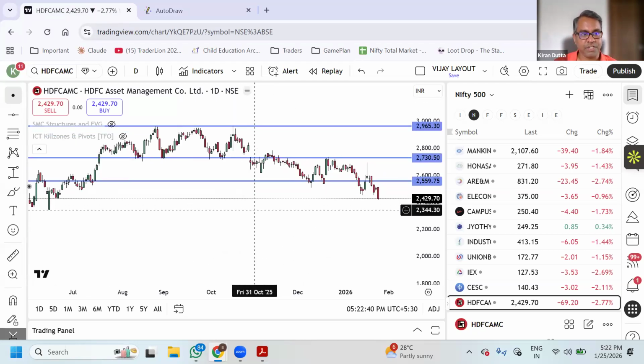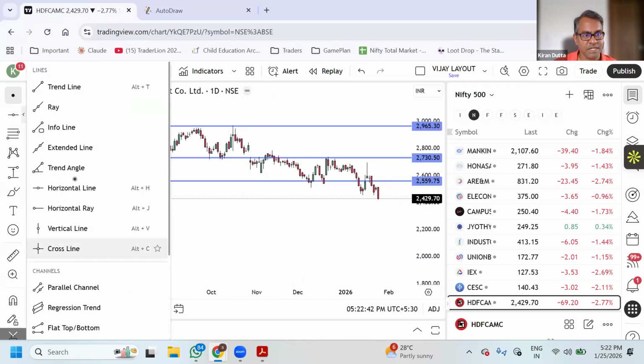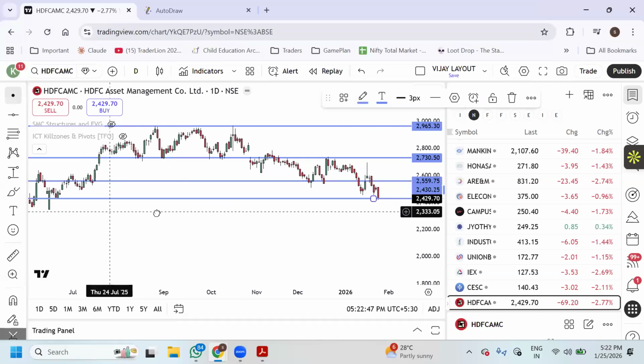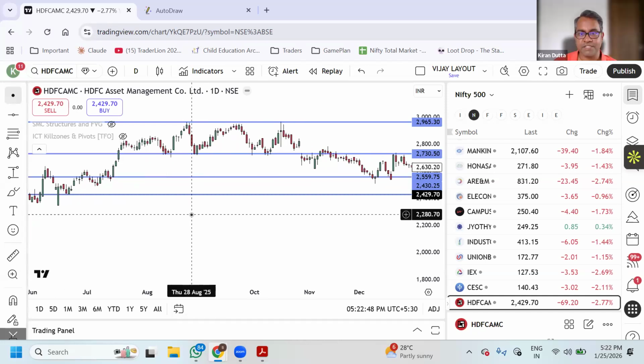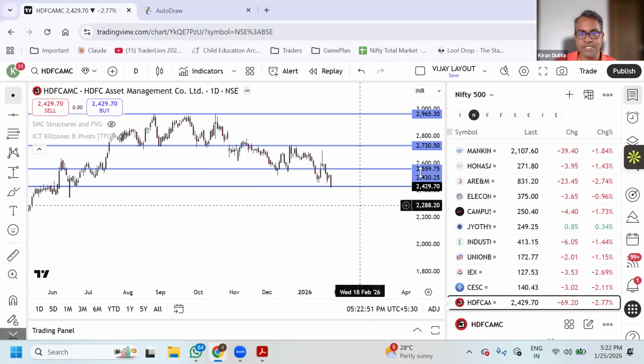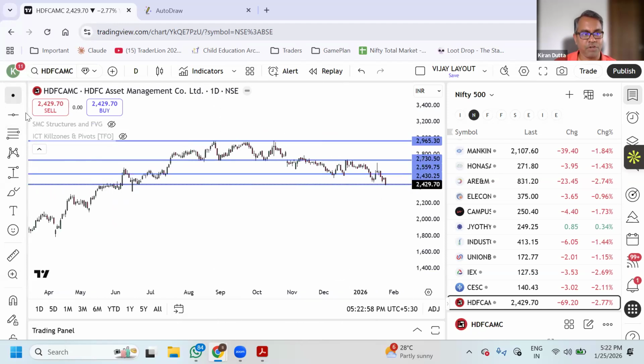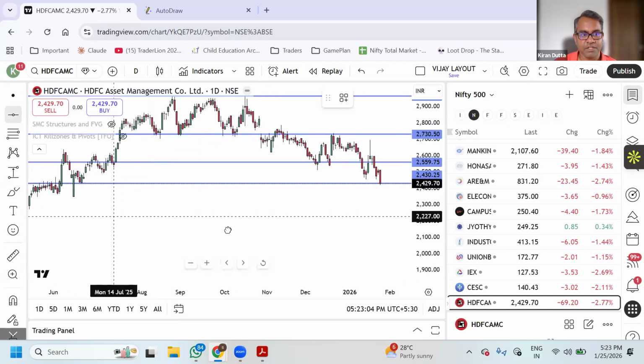In HDFC, can I draw this as another support here? Yes, I can draw this as another support. HDFC AMC is exactly at this support line now. I will draw one more line here, and now tell me what can happen here.